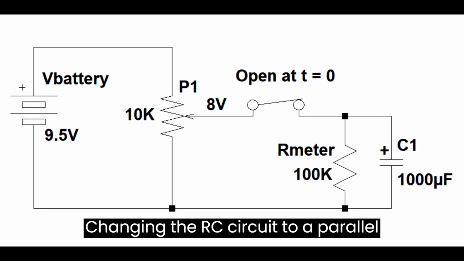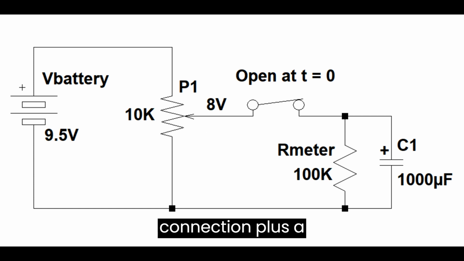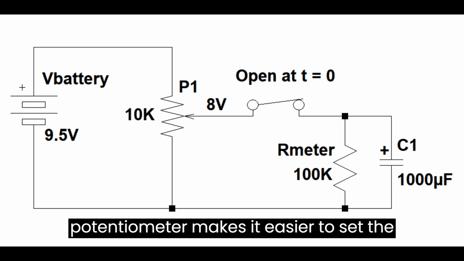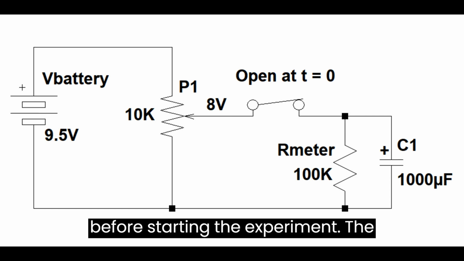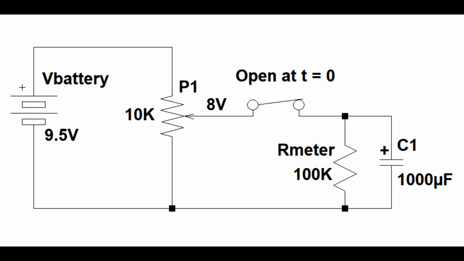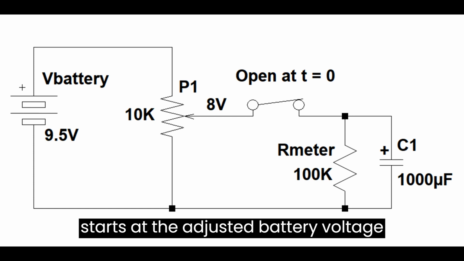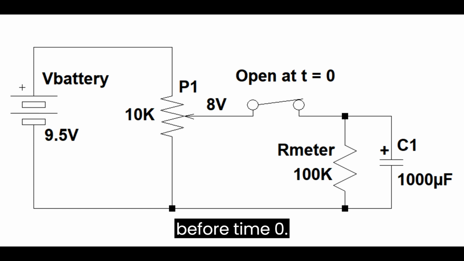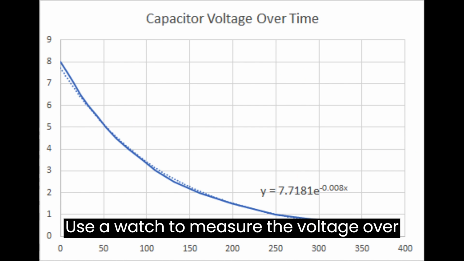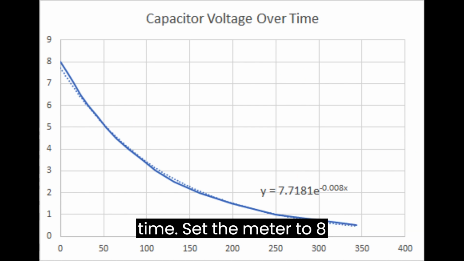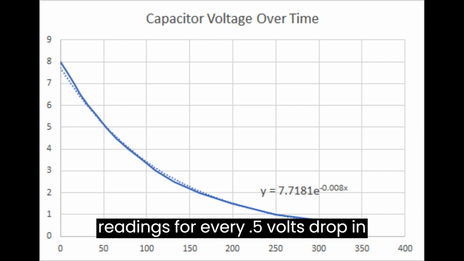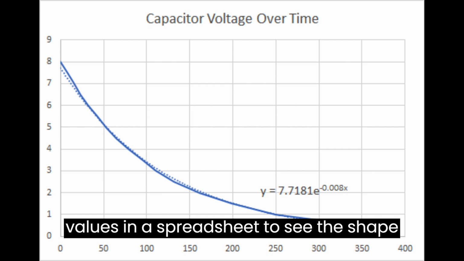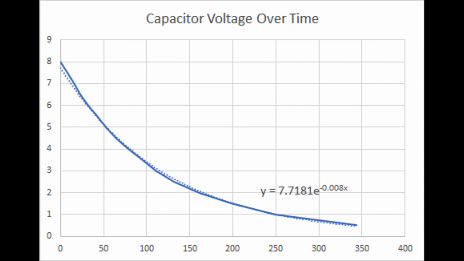Changing the RC circuit to a parallel connection plus a potentiometer makes it easier to set the starting voltage. Also, the capacitor does not need discharging before starting the experiment. The only difference is the input voltage starts at the adjusted battery voltage before time 0. Use a watch to measure the voltage over time. Set the meter to 8 volts, open the switch, and take readings for every 0.5 volts drop in voltage. Plot the time and voltage values in a spreadsheet to see the shape of the discharge voltage.